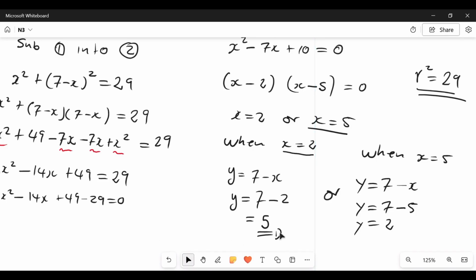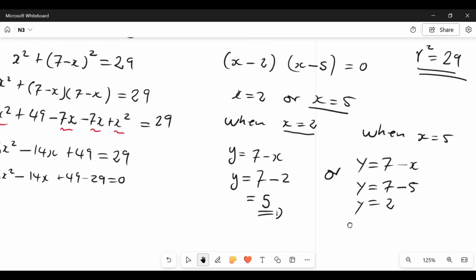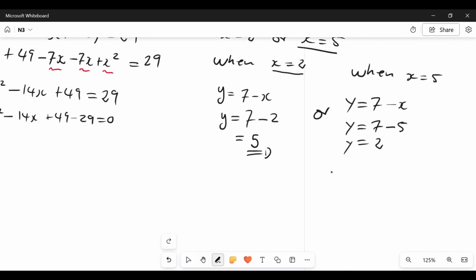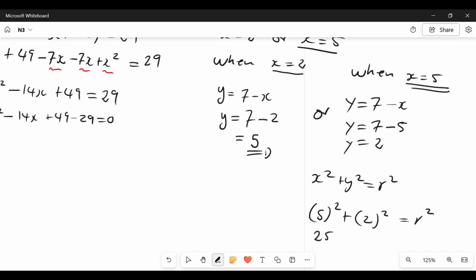So let's do it when we use the Pythagoras theorem. Let me create a space a bit here. Remember the Pythagoras theorem, it goes like this: x squared plus y squared is equal to r squared. So r squared is supposed to be 29. So this time around, when x is 5, wherever there is x, we put 5 squared plus 2 squared. Remember, y is 2 there, and then this is gonna be r squared. So this is 25 plus 4, which is equal to r squared. So 25 plus 4 is gonna give you 29 for r squared.